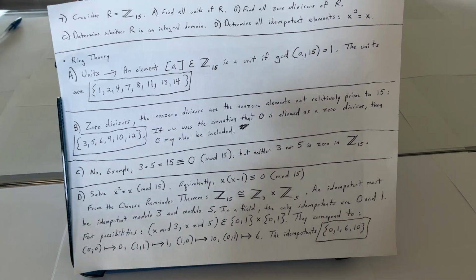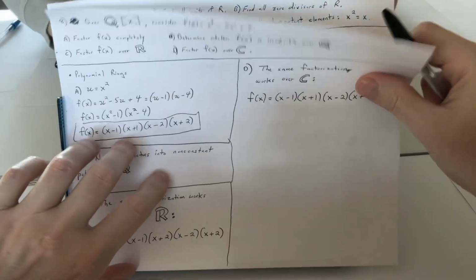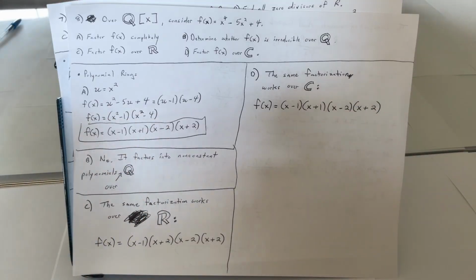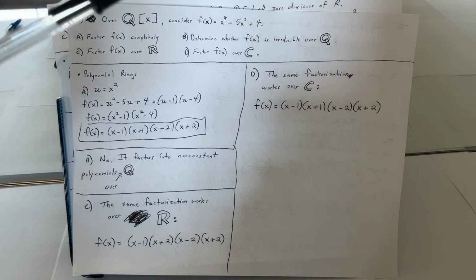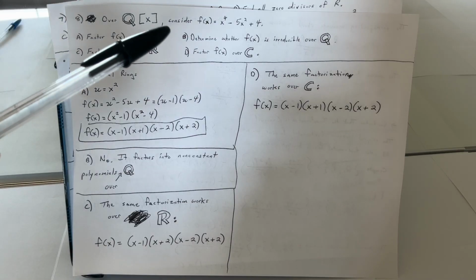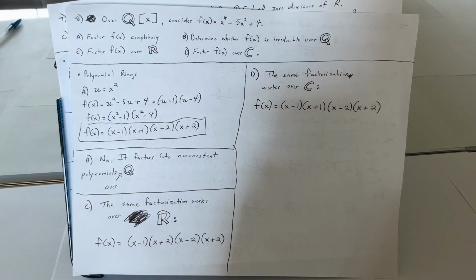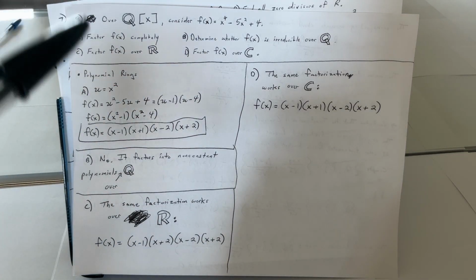Let's move along to number 8. Let's see if this holds up. So here, consider Q[x], and f(x) = x^4 - 5x^2 + 4. Part A, factor completely.